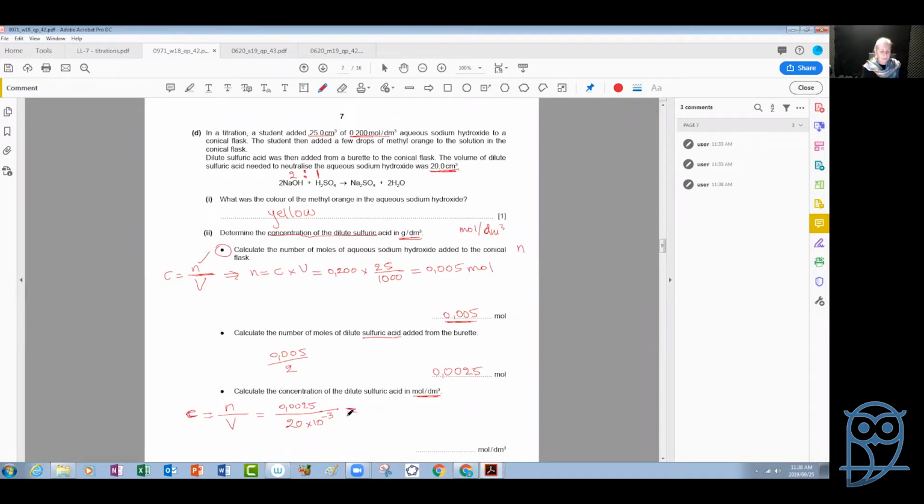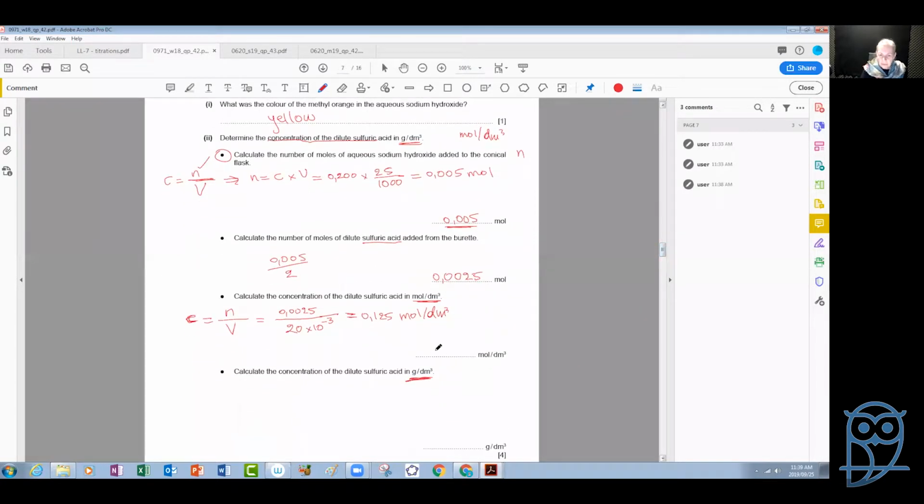And here now, if we do our calculations, we find the concentration of the dilute sulfuric acid. Calculate the concentration. What is this? 0,125 moles per cubic decimeter. Okay. So there is our answer here, 0,125 moles per cubic decimeter. All right, so this is the concentration in moles per cubic decimeter.